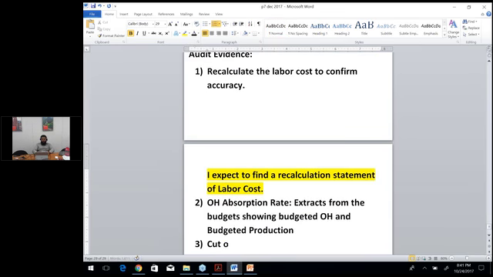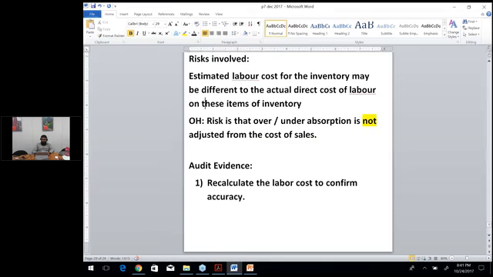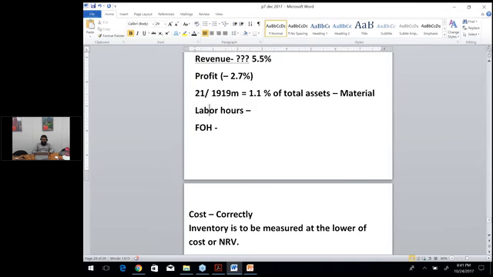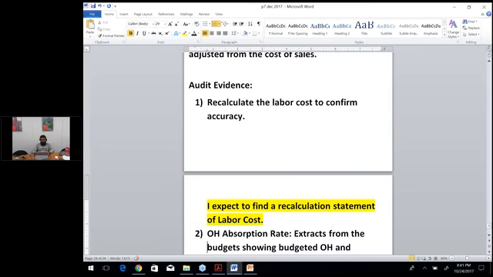There could also be the cutoff procedures that you might check. So basically the goods received notes could be the evidence that you might expect to find. So overall the question's requirement is about materiality, accounting treatment, the risk involved, and the evidence that you would expect to find.